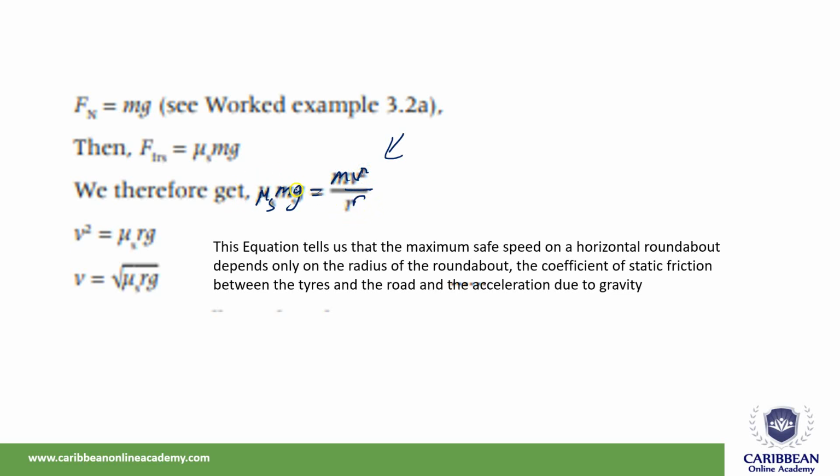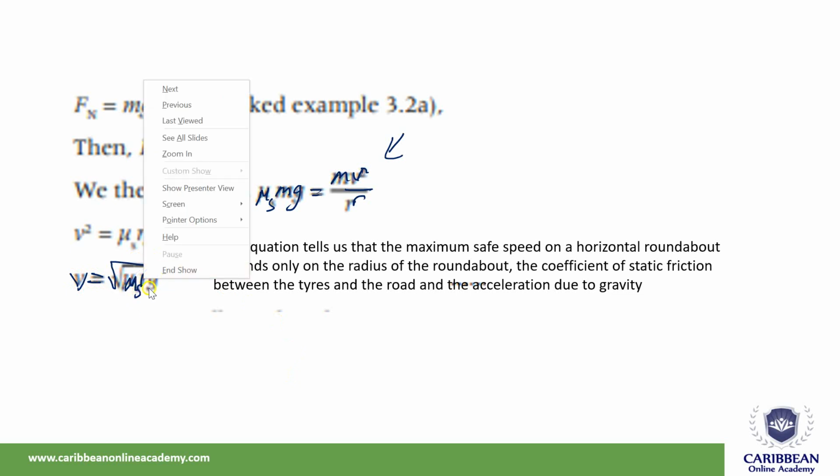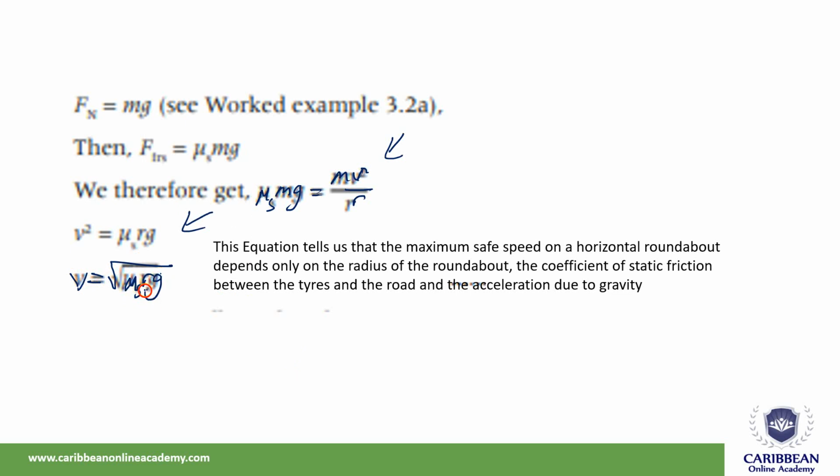And we can use this equation to find the maximum safe speed at which the car must be going to prevent it from sliding, where v is equal to the square root of mu s times r times g.